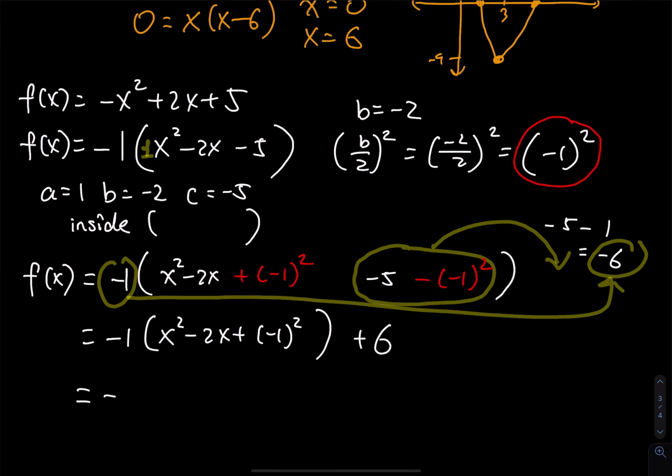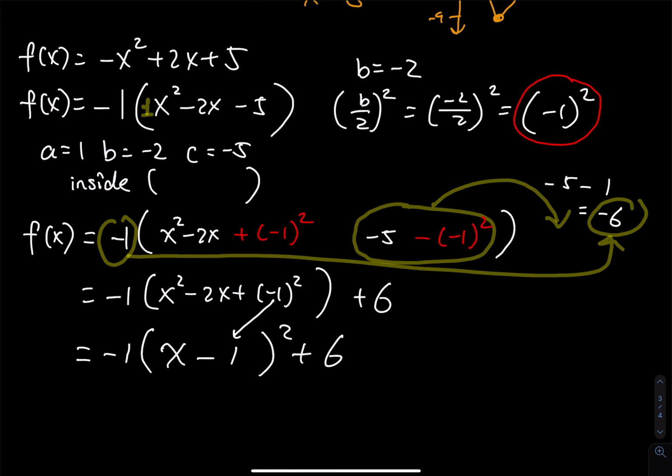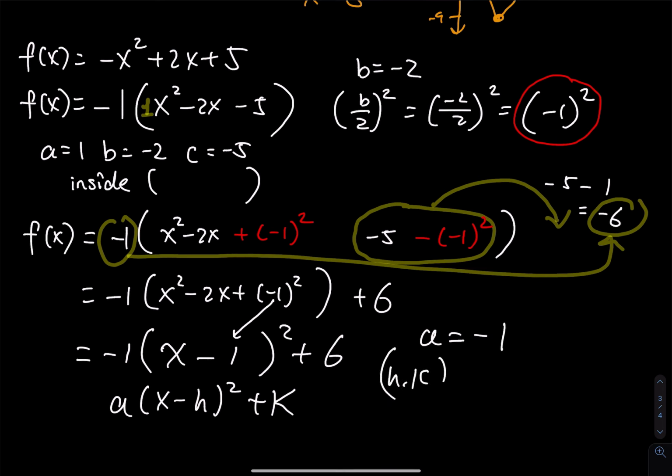So we have negative 1. And then what do we have? We have the variable, and then the minus 1 goes down there. And then the plus 6. So what are a, h, and k now? This is a times x minus h squared plus k. And then a equals negative 1, right? And h equals 1, and k equals 6. So this is your vertex.